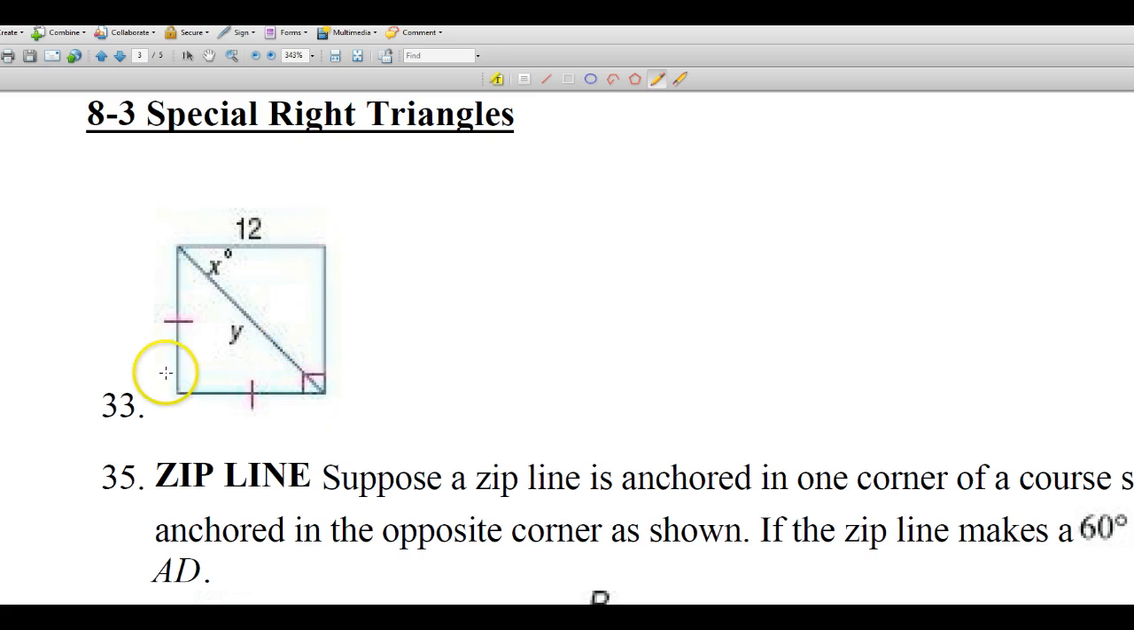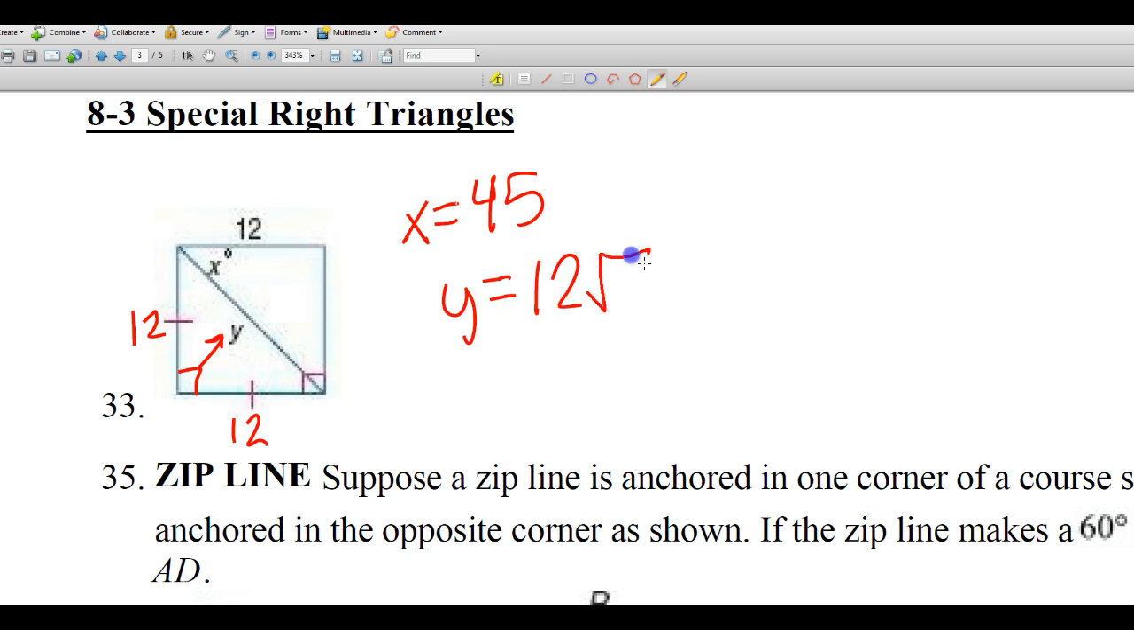Okay, since our quadrilateral has consecutive sides congruent and a right angle, then we can assume that this is a square. So we would have a 45, 45, 90 here and a 45, 45, 90 here. So x is equal to 45 degrees. Since we're given the leg is 12, then we know the legs here are 12. And to find our hypotenuse, we multiply our leg times the square root of 2.